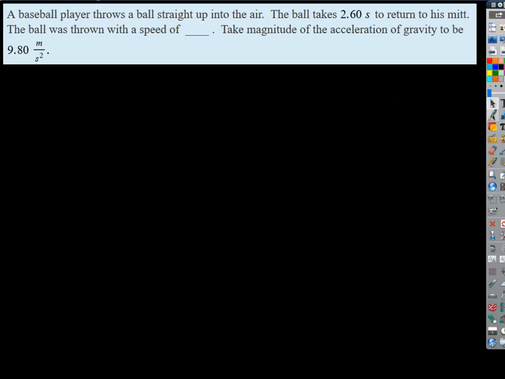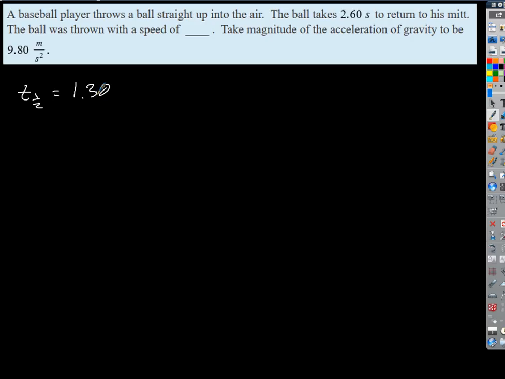Okay, so we could say, sure, the time is 2.6, but the time to get to the top is only half of the time it takes to go up and down because of our time symmetry, right? So let's call that t sub 1/2. The time it takes to go just up to the top would equal half of that, which is 1.30 seconds, standard units.